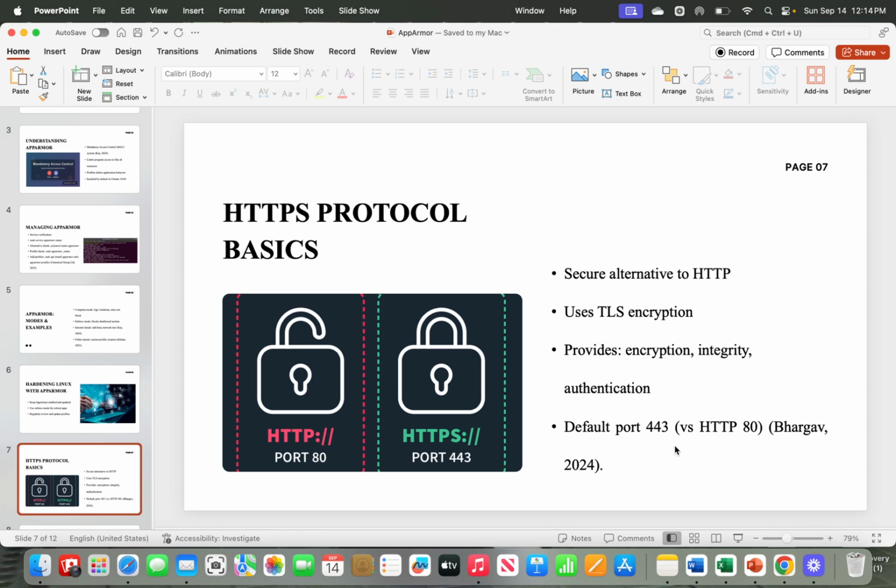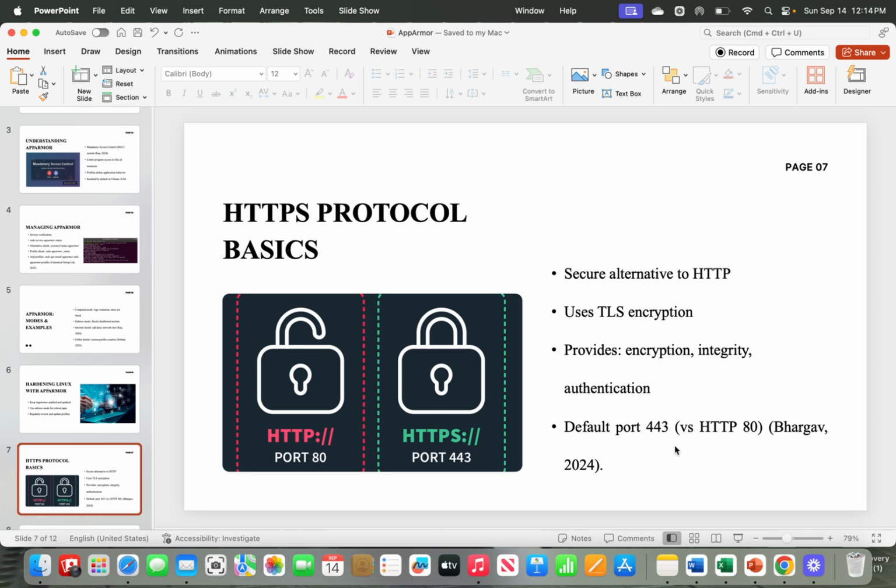HTTPS protocol basics. HTTPS, or Hypertext Transfer Protocol Secure, stands for the secure version of the basic protocol, HTTP. It relies on Transport Layer Security, which is also known as TLS, which provides three important kinds of protections: encryption, data integrity, and authentication.